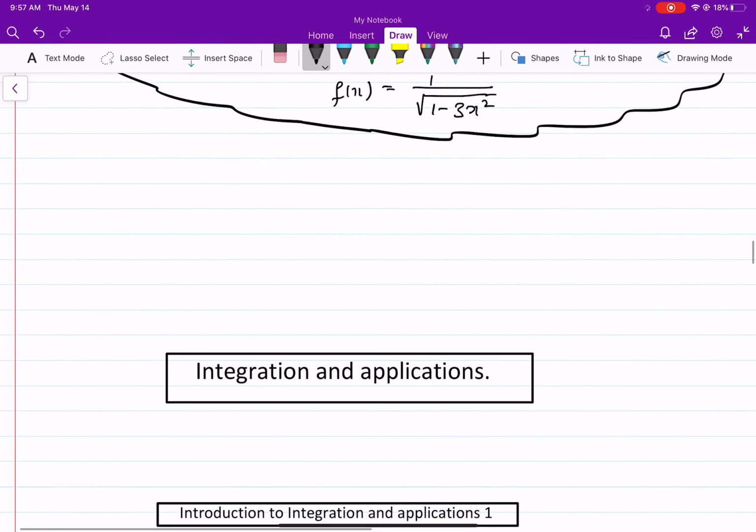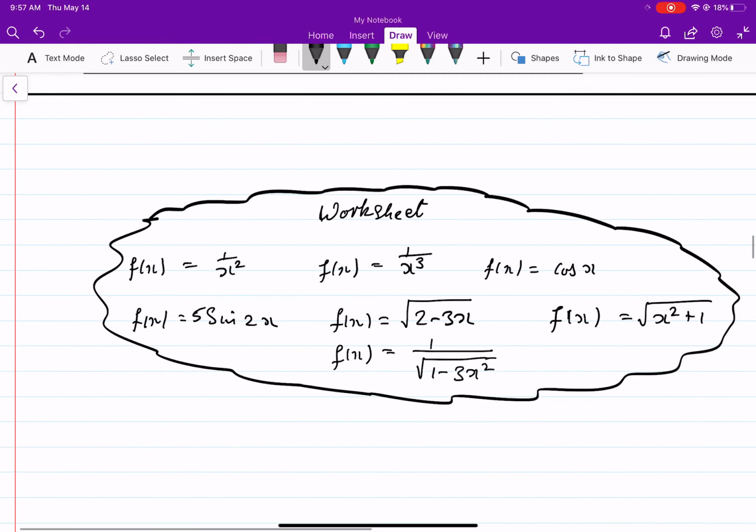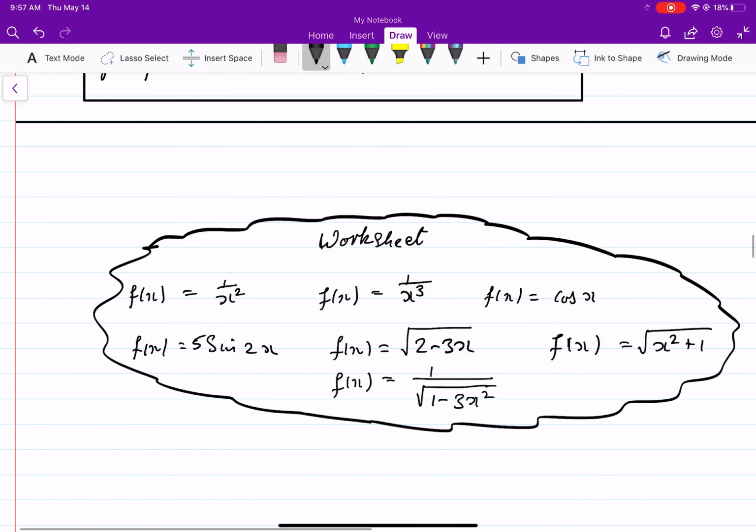As you can see, the next thing I'm coming up with is integration and applications. That stuff on first principles completely finishes for us differentiation. If anybody spots anything in the syllabus that I may have missed, I doubt it, but it's possible. Let me know.